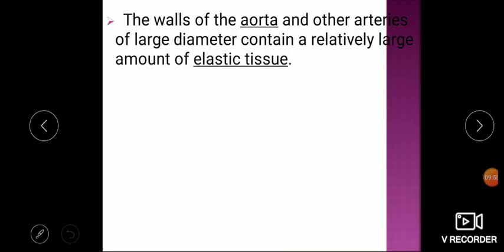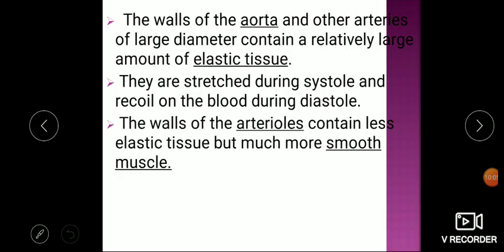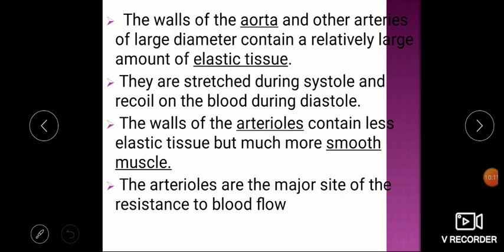The walls of the aorta and other arteries of large diameter contain a large amount of elastic tissue. They are stretched during systole and recoil on the blood during diastole. The wall of arterioles contains less elastic tissue but much more smooth muscle. The arterioles are the major sites of resistance to blood flow because the smooth muscle will contract and relax. So this is under autonomic control.